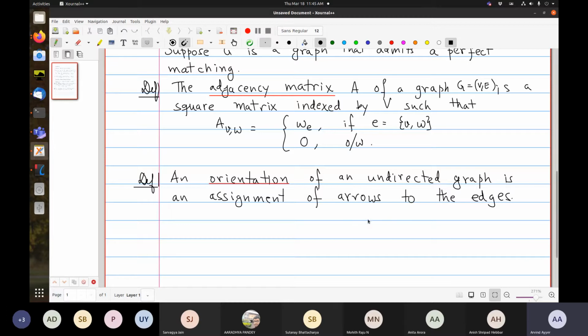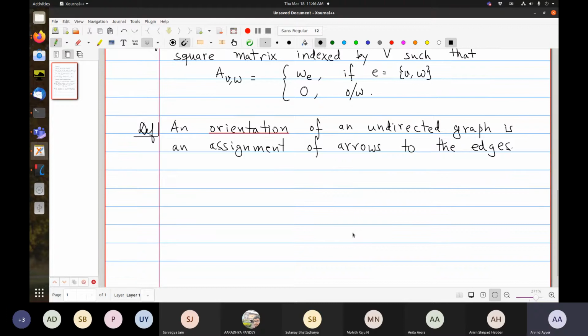So what we are going to do is to each edge we are going to assign an arrow. Let me give one more definition and then I'll do an example illustrating all these three concepts.